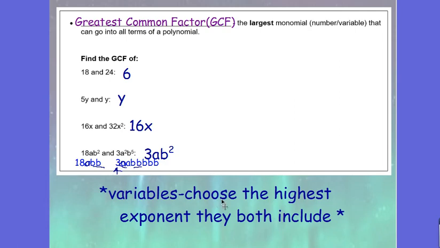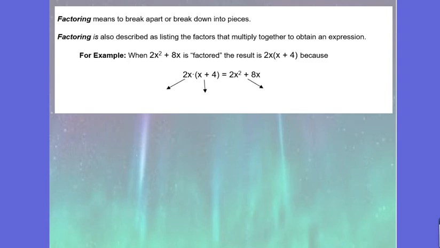For variables, you will always choose the highest exponent that they both include. Factoring means to break apart or break down into pieces. Factoring is also described as listing the factors that multiply together to obtain an expression. So this is what we did before. We were listing the factors.